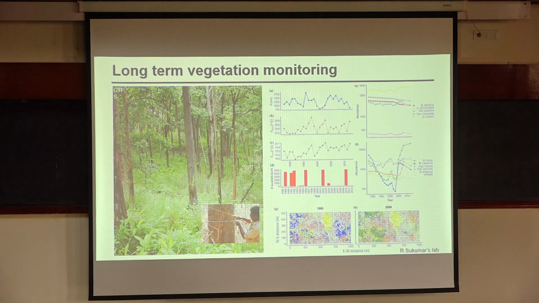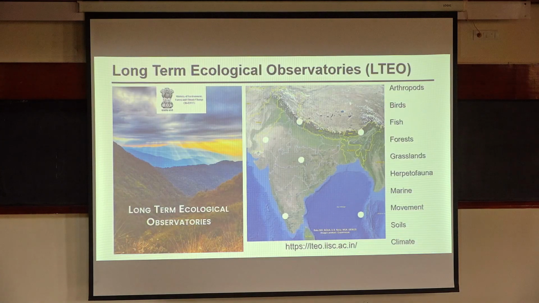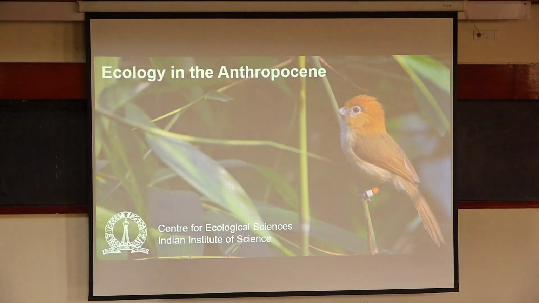Now, we need to do long-term work to be able to understand this, and one of the multi-institutional partnerships that has been set up under the aegis of the Ministry of Environment, Forest and Climate Change is the Long-Term Ecological Observatories program, which is the coordination cell of which is housed at the Center for Ecological Sciences. And there are 6 sites representing the diversity of ecosystems and habitats that India is home to, terrestrial and marine, and working on a range of fauna and flora and phenomena such as animal movement to better try and understand where we're headed in terms of ecology in the Anthropocene.